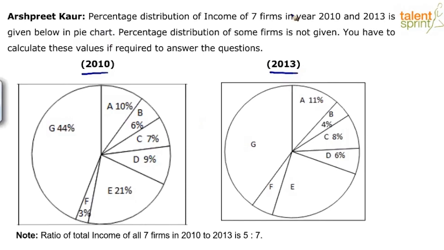He's talking about 7 firms. What are the 7 firms? A, B, C, D, E, F, G, right? Here also we have got A, B, C, D, E, F, G. But interestingly, the values for G, F and E are missing in the second pie chart. All the others are given to us.